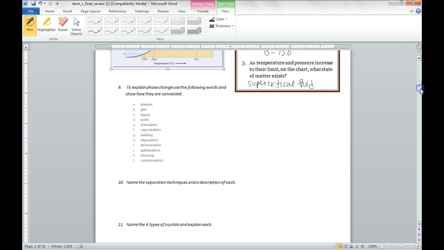Next it says explain the following phase changes. Use the words and show how they are connected. I like to do mine in a little triangle so you can see how each one is connected, but we're going to have solid here. Show that going to liquid. You're going from a solid to a liquid first. That is going to be melting. Going from a liquid to a solid, that is going to be freezing.